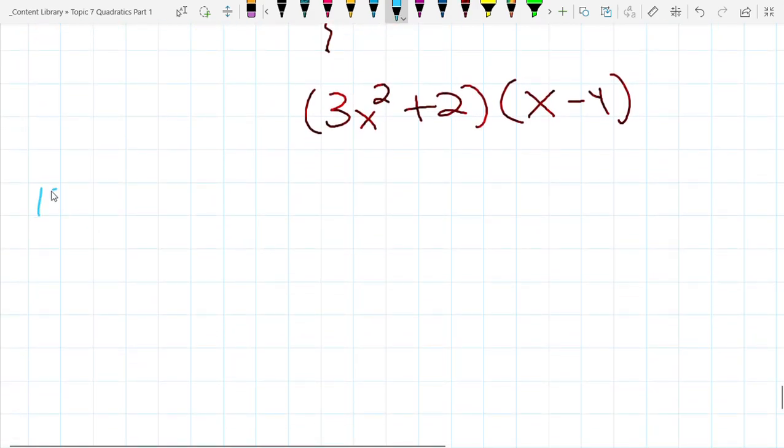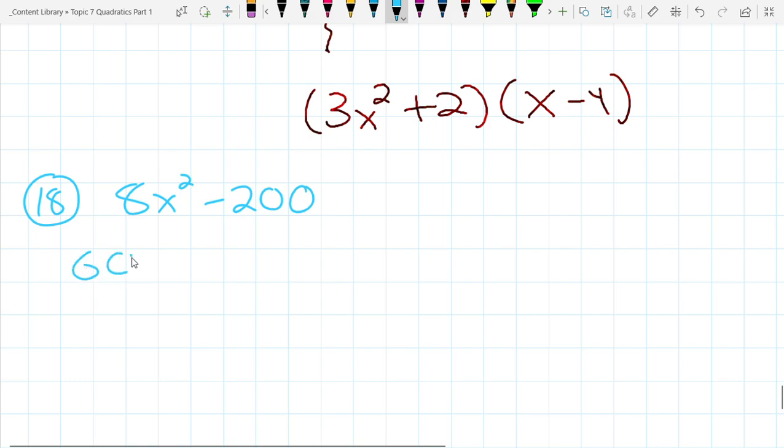On to 18. You have 8x squared minus 200. First step is to look for a GCF, which we do have. 8 will go into both of these terms. So you have 8 times x squared minus 25. And then if you circle this, you are incorrect. That is the wrong answer.